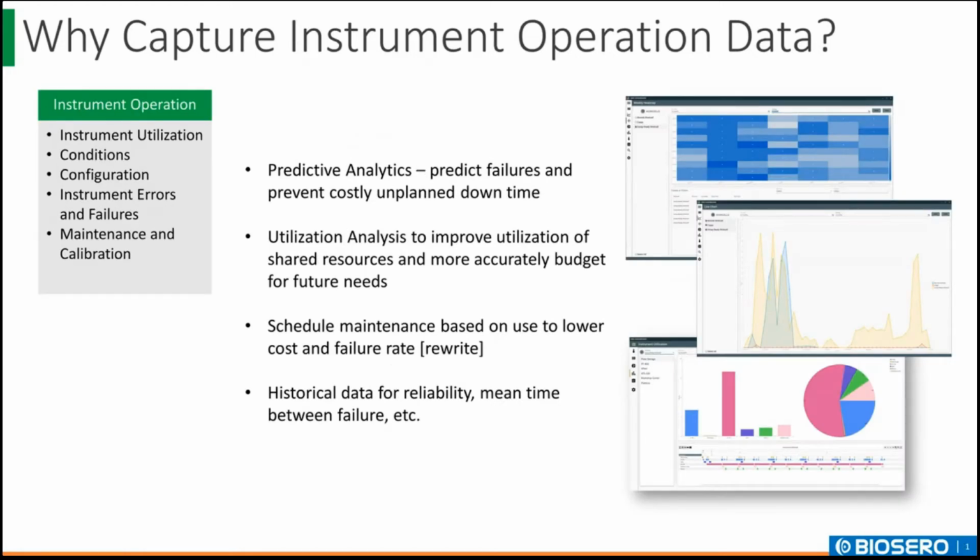So instrument operation data, on the other hand, is really all about instrument utilization. Right? It's the conditions, the configuration of that instrument, how they were used, if there were errors or failures on that instrument, things like maintenance and calibration data for those instruments, and this can extend up to work cells as well as a whole. And the key here is really that this gives you insight into exactly how those operated. And the real golden goose that you're pursuing here is predictive analytics, right? The ability to predict failures and prevent costly unplanned downtime.